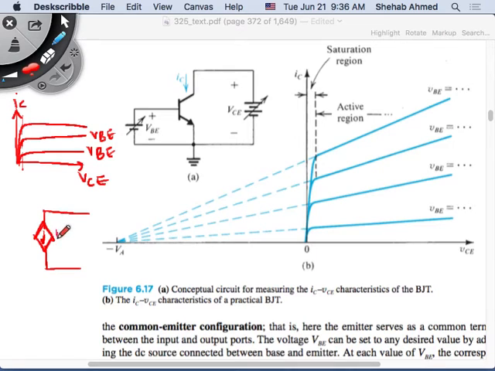IC here is controlled by what? IS e to the VBE over VT, right? This is my current source. This is my emitter. This is my collector. This is my emitter, and this was my base, right? This was the base-emitter junction. This was VBE, and this was the equivalent circuit model, the common emitter equivalent circuit model for the device, right?